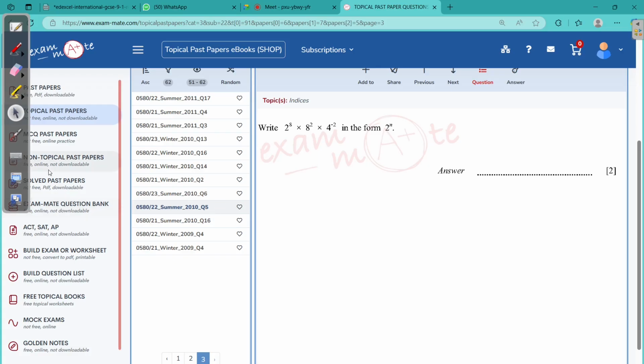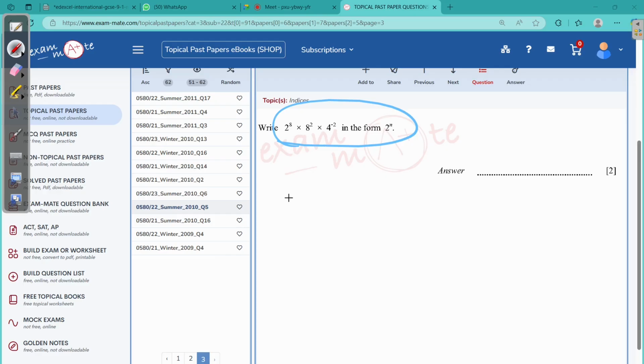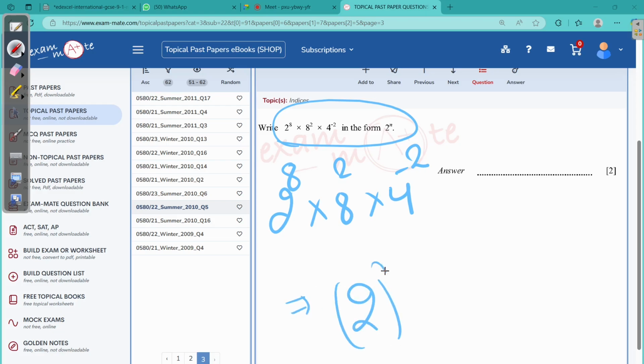Okay, try this one. These are the easy ones for your reference, for your warm up first. So 2 raised to power 8 into 8 squared into 4 raised to power minus 2. That should be written in terms of 2 raised to power n. We have to write the value of n. I think I'll give this a go.